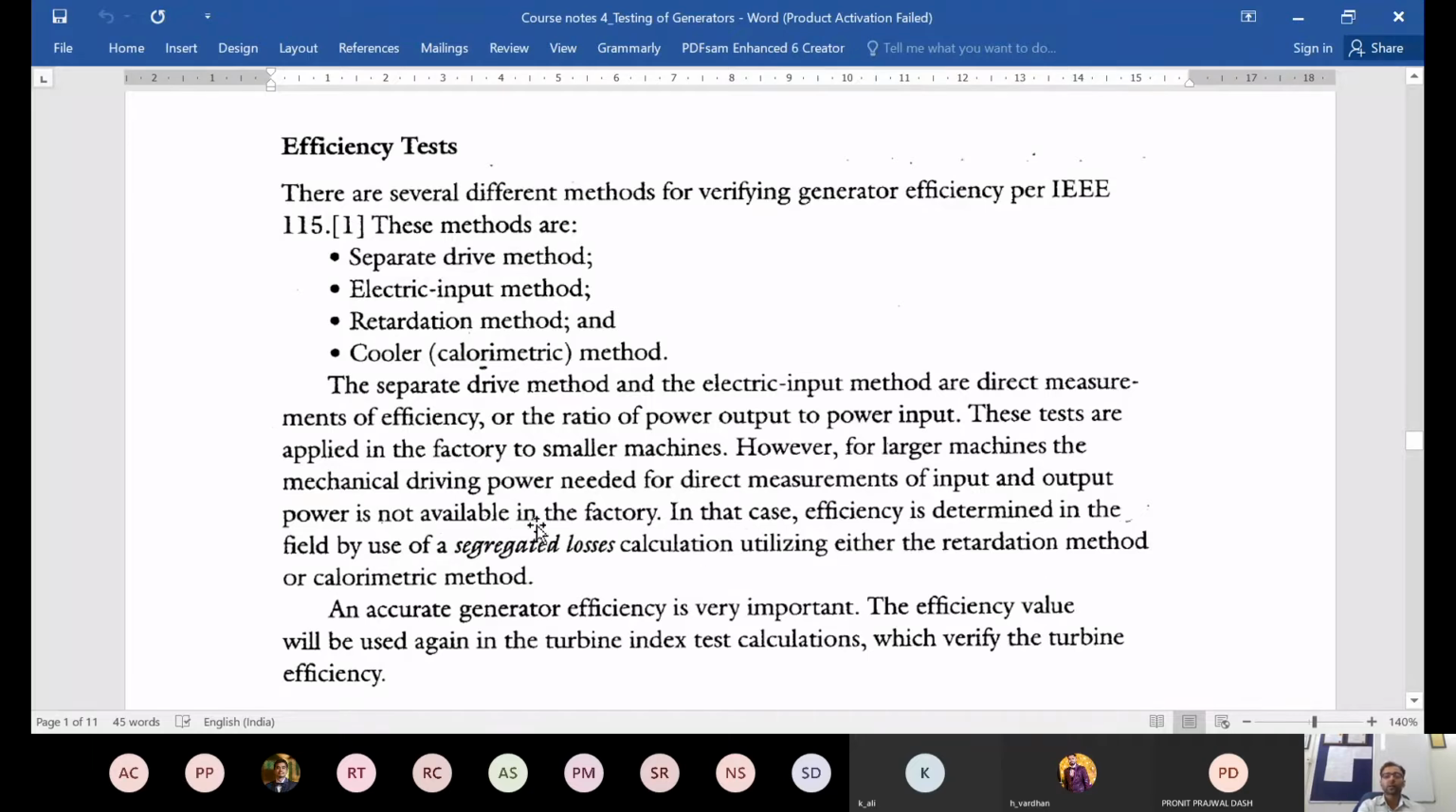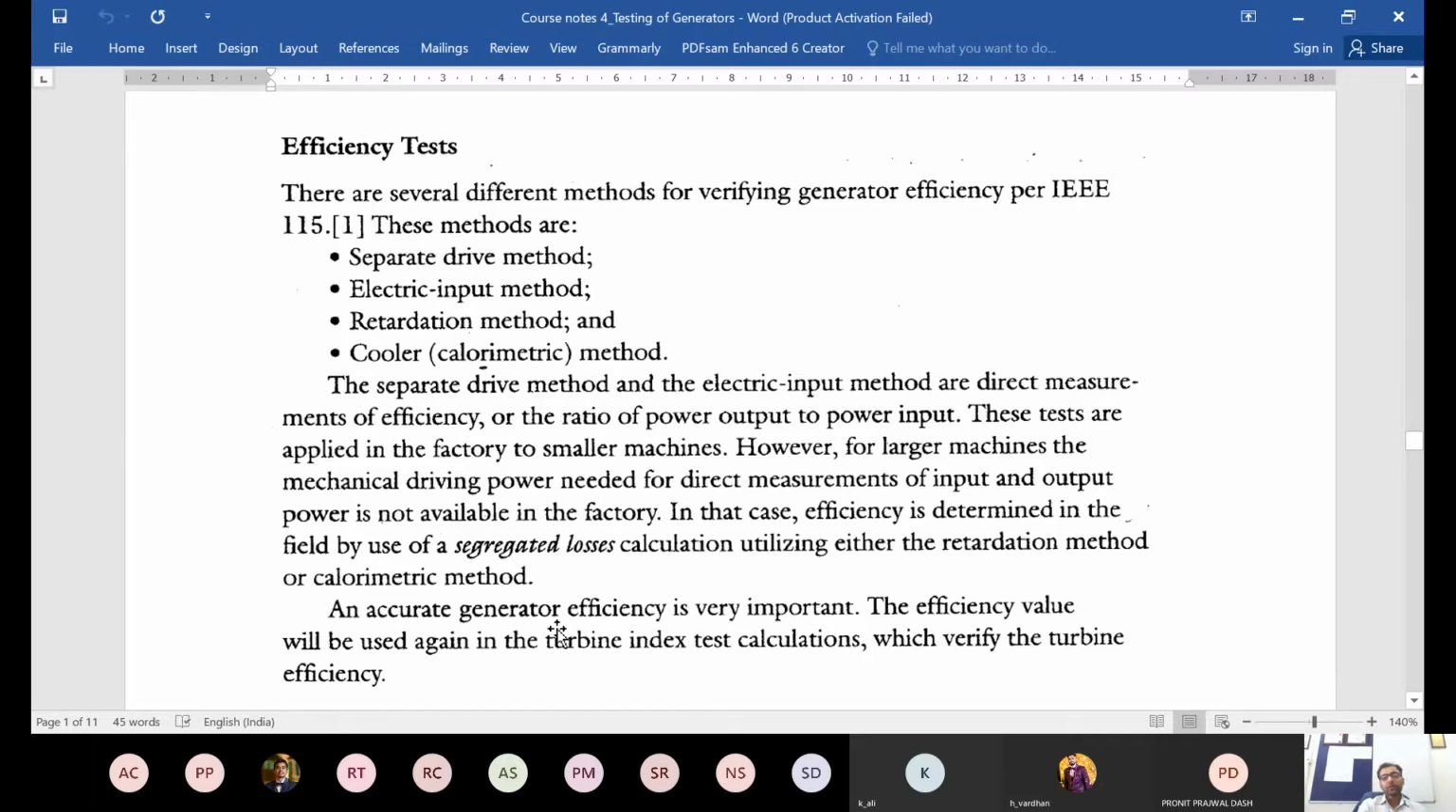In that case, efficiency is determined in the field by use of a segregated losses calculation, utilizing either the retardation method or calorimetric method. So these two, the second two, are used more for the larger machines. The idea is that for the first two methods, they actually measure the actual power output and input at the rated value. For smaller machines that might be feasible, but for larger machines that entire power supply might not be available. So the indirect methods are used, the third and the fourth one.